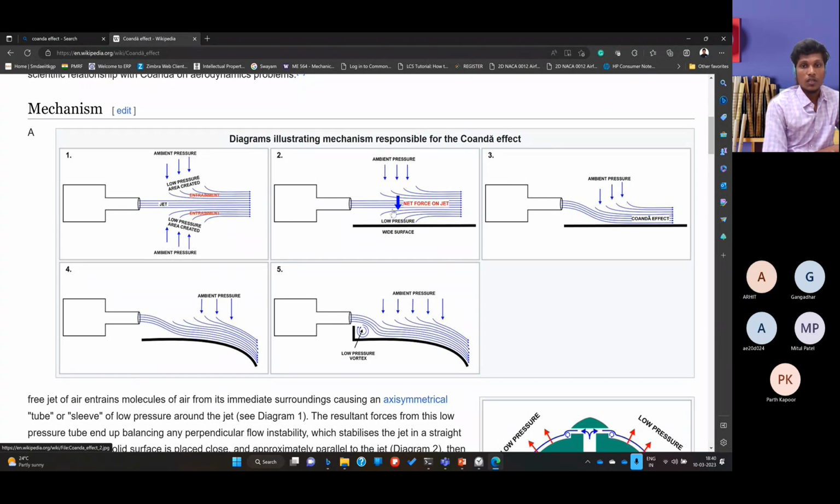If you do the same thing by placing the orifice of the jet close to a surface like this, now fluid can enter only from the top, that is, only the ambient fluid above the core jet can enter. But from the bottom, there is nothing to enter.